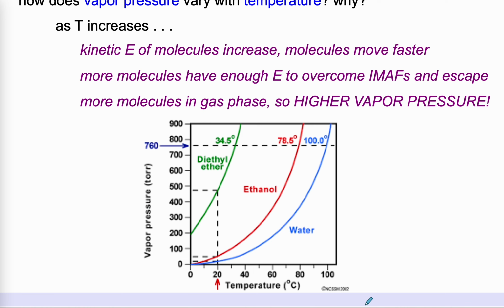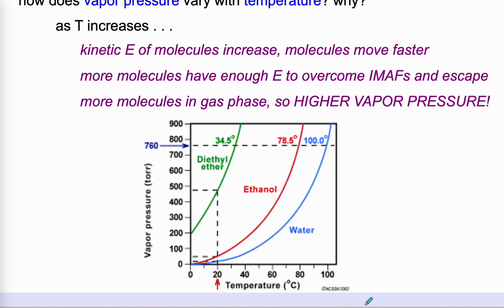The green line represents a substance called diethyl ether. The blue line represents a different substance called water, and the red line represents a different substance, ethanol. And as you can see, for each of these three liquids, as the temperature increases, the vapor pressure increases, and it's actually an exponential increase. But you'll notice that the three different substances have very different vapor pressures. At any given temperature, diethyl ether will have the highest vapor pressure, followed by ethanol, and water will have the lowest pressure. Why is that? Well, we'll talk about that on the next slide.